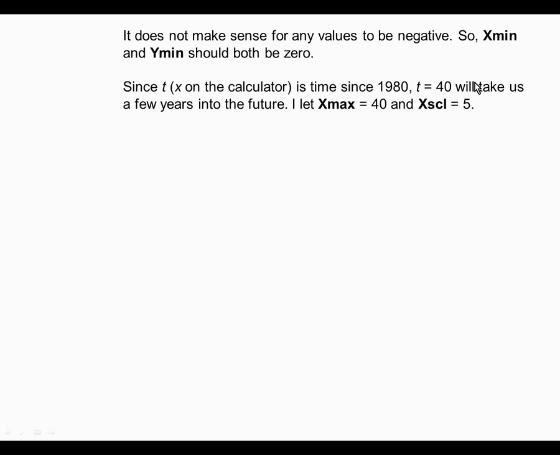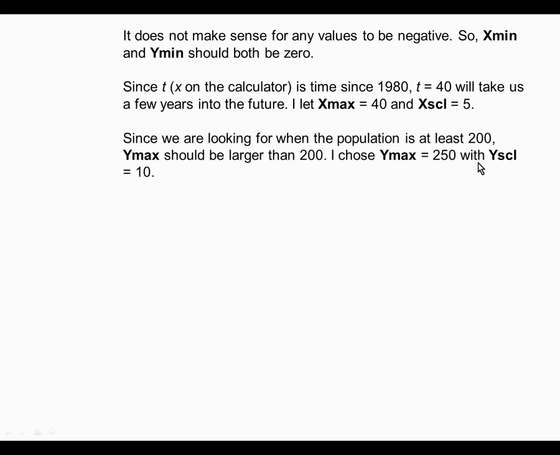I'll have my x scale be 5. So 5, 10, 15, 20. Now for the y's, we're looking at when the population is at least 200, so my y max should be larger than 200. Again, I arbitrarily chose 250. And my scale is going to be 10 in the y direction.